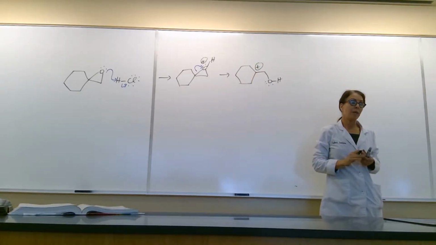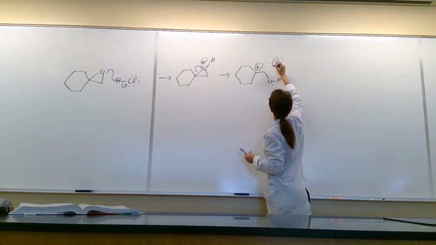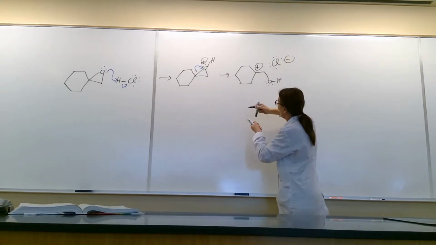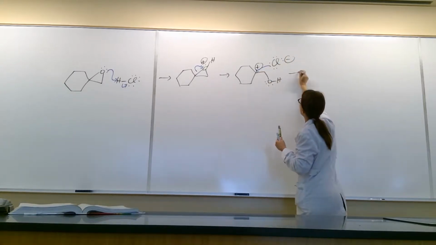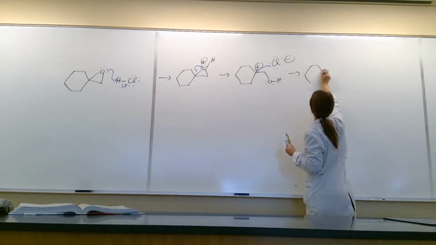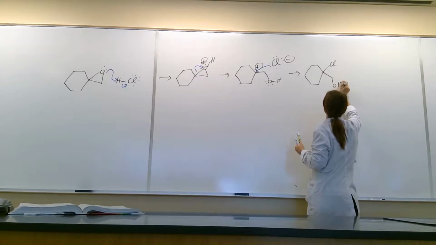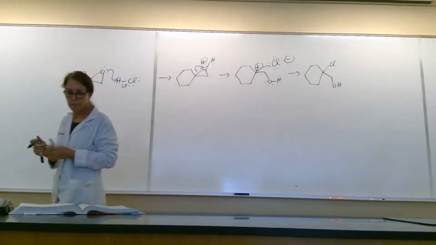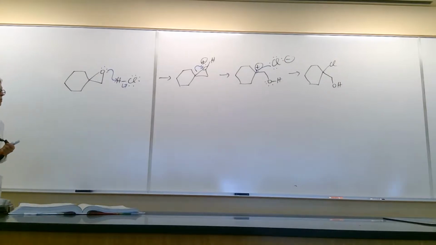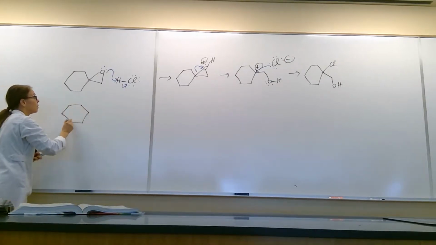And then what do we do next? Chloride. So the chloride will attach to the carbocation. And you end up with chloride here and a CH2OH. The other one, with the base.